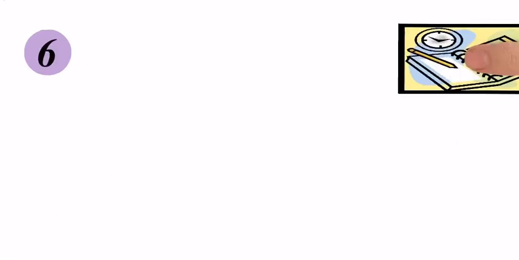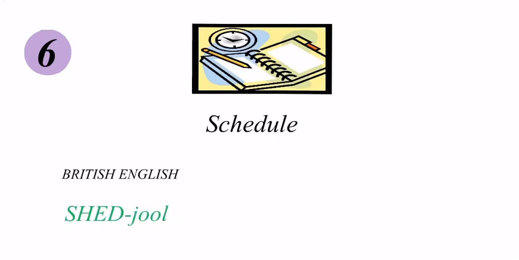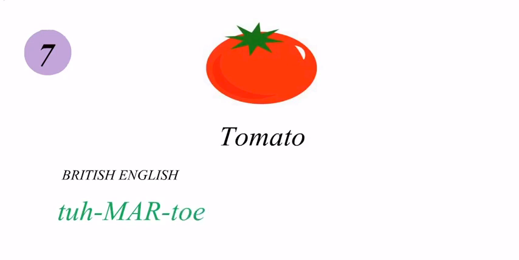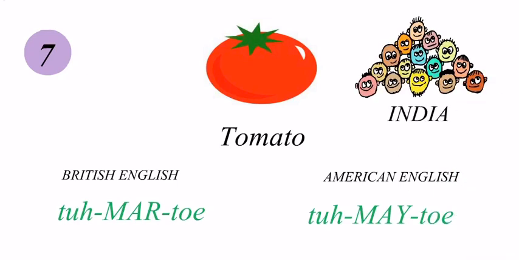Next, number 6, most confusing word. So how do you pronounce it? So Brits pronounce it as schedule, and Americans pronounce it as schedule. So the next word is a vegetable. Number 7, T-O-M-A-T-O. In British pronunciation we call it tomato, and in American pronunciation we call it tomato. For this word, in India we follow American pronunciation and we also call it tomato.